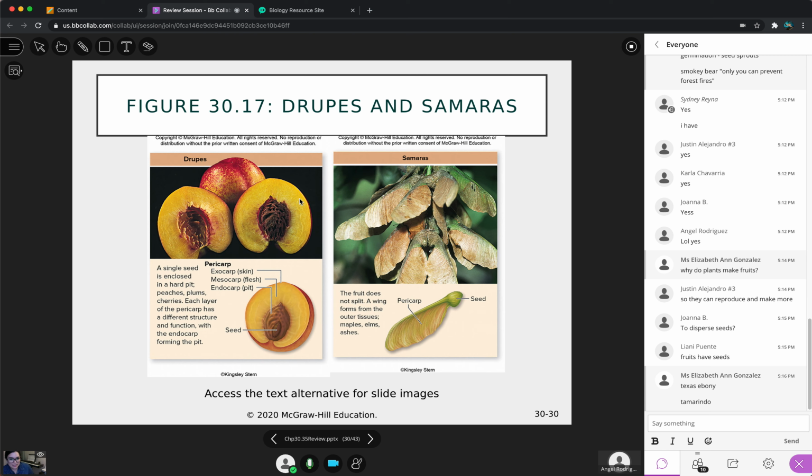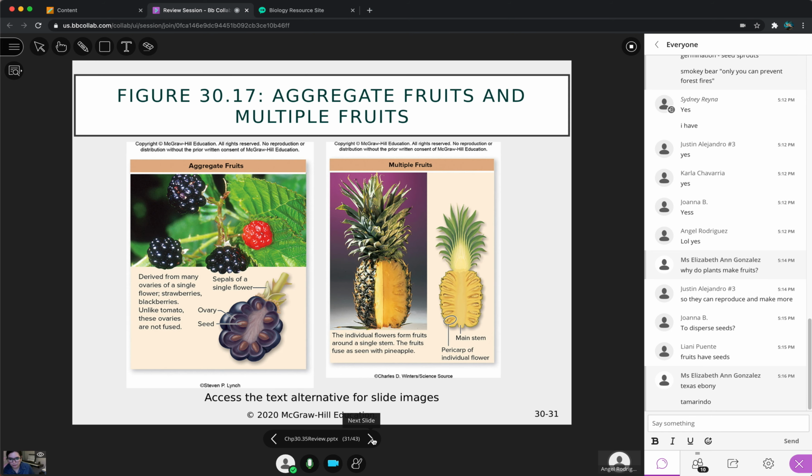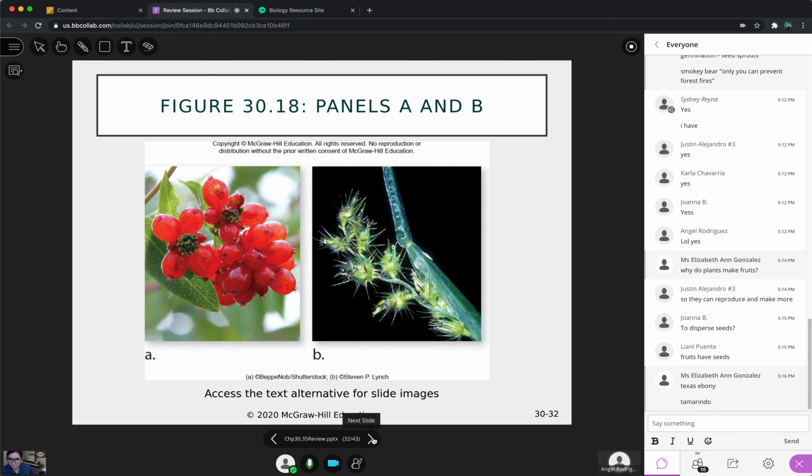Drupes are going to be things that have a single pit. Like a cherry, here it says peaches, plums. I would say even a mango, if you like mango, it has just a single pit. That would be one too. I don't know what the samaras is. I've never seen that. A fruit that does not split. Wing forms, I'm not sure what that is. That's very interesting. So those are different types of fruits.